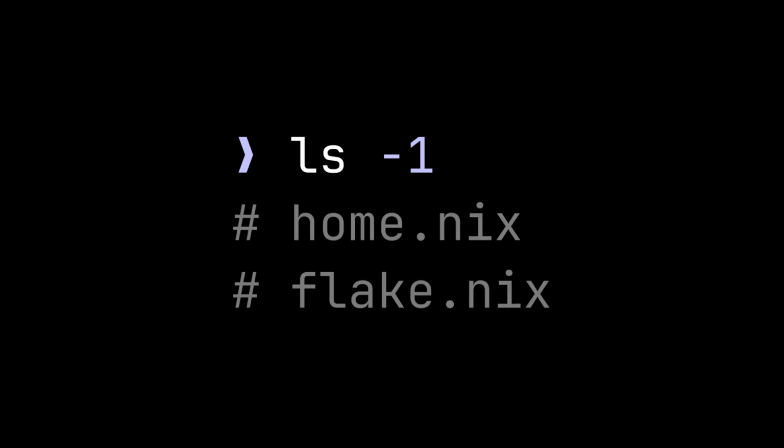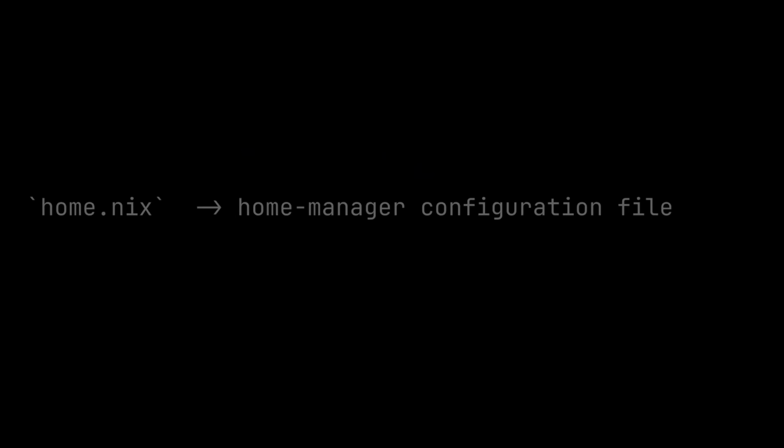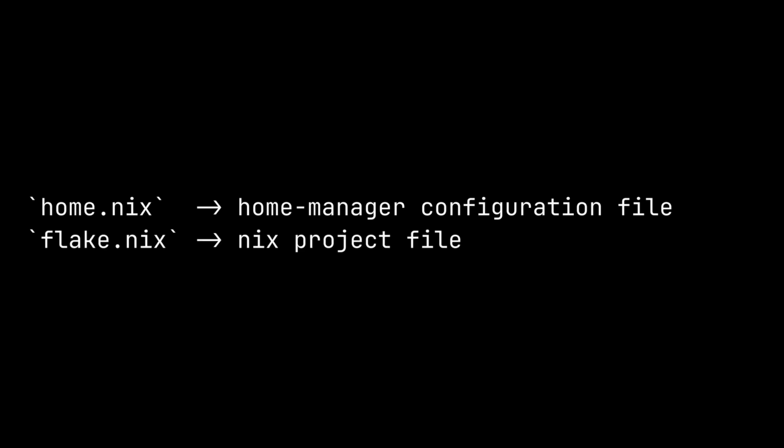So let's take a look at the configuration files that were created by the init command, which are home.nix and flake.nix. The home.nix file is where you will put your Home Manager configurations, and the flake.nix file is a project file for Nix. You can think of it like a package.json file in a JavaScript project.